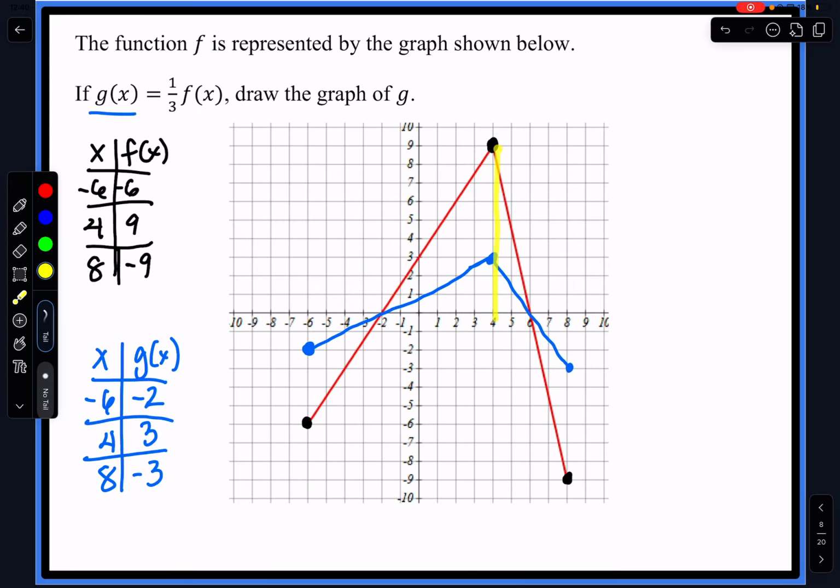So instead of going up 9, like in this point right here, instead of going up 9 from the x-axis, I want to only go up 1/3 of that value, which is 3. And the same thing with the other points. Instead of going down 6, I only want to go 1/3. And the same thing here, I only want to go 1/3. So I still have essentially the exact same shape, but the height has just been shrunk by 1/3 of that value.